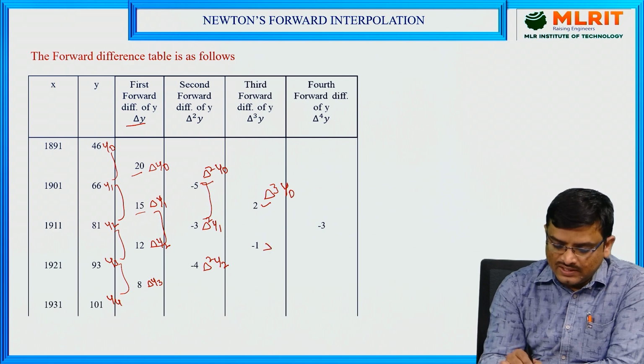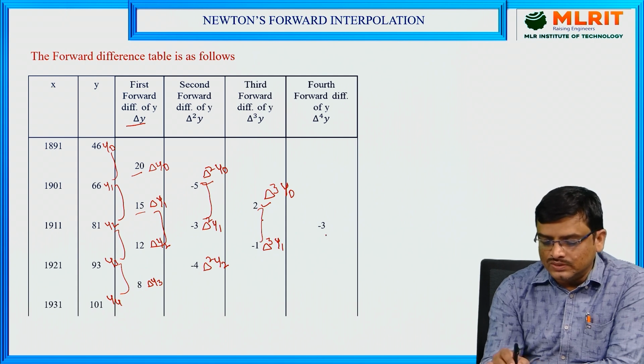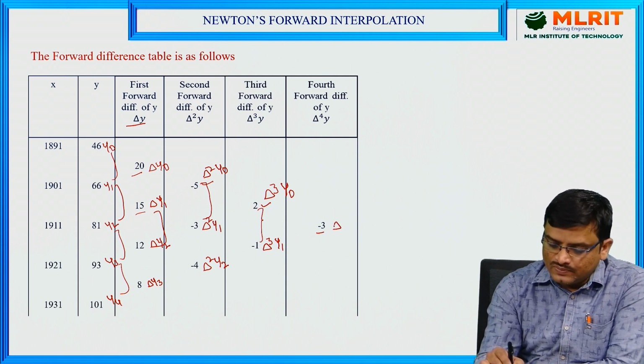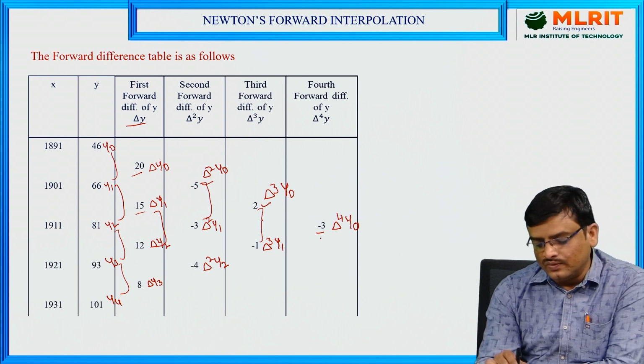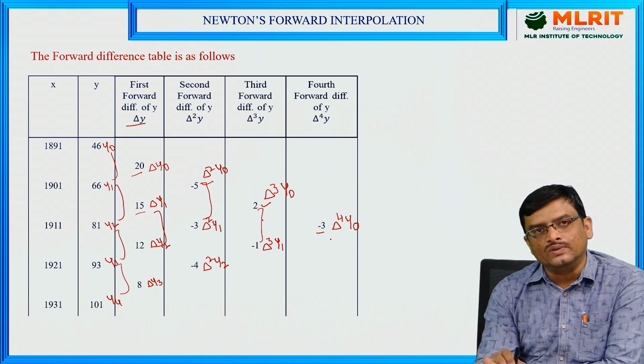And similarly the next one is delta cube y1. So next find out the difference of these two numbers, you will get minus 3, which is represented with delta power 4 y0. So now we got a single value in that particular column, the fourth forward difference column. Now we can stop our forward difference table here.